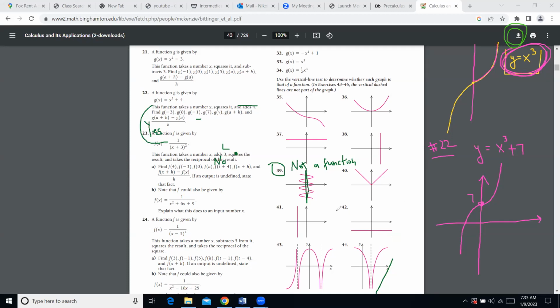And others, like 42, for example, is a function because you have only one intersection for any vertical line. So the vertical line test is very popular to determine if you have a function or not. So these are pretty nice and straightforward little exercises.